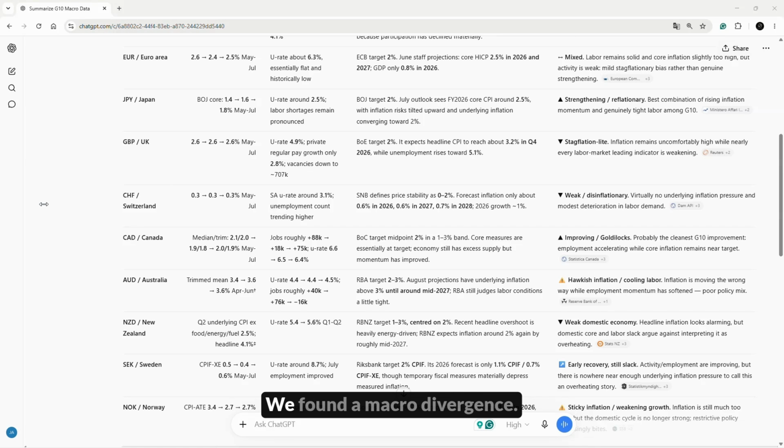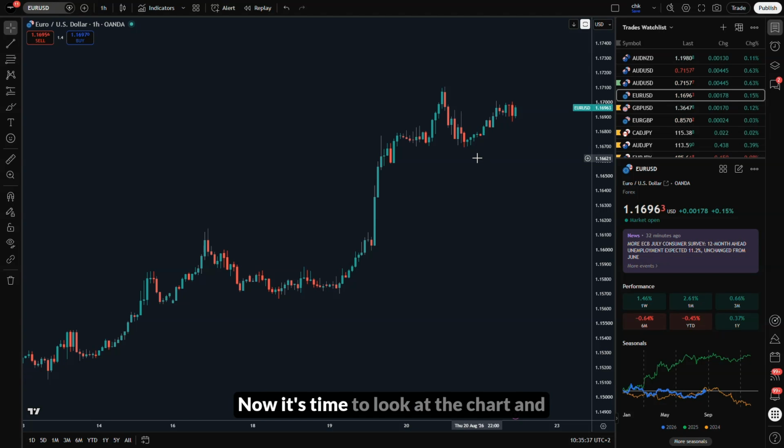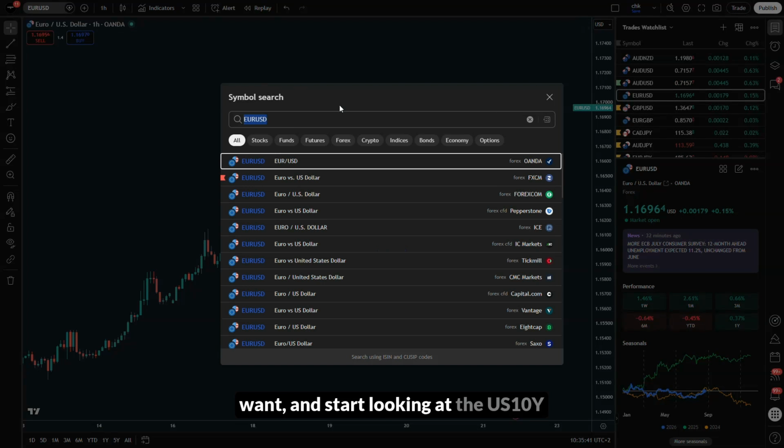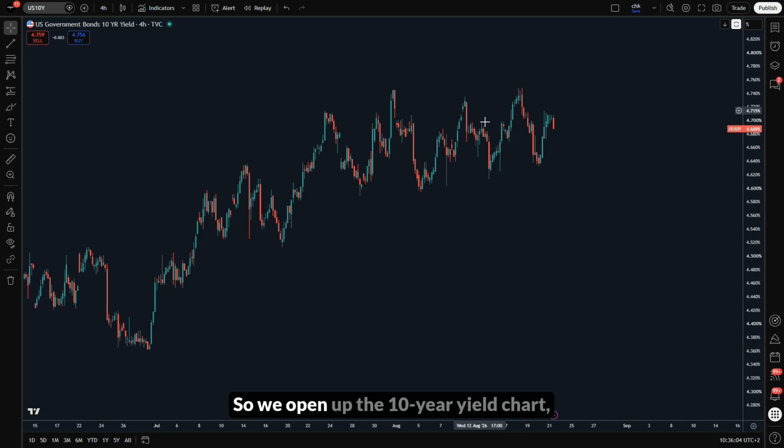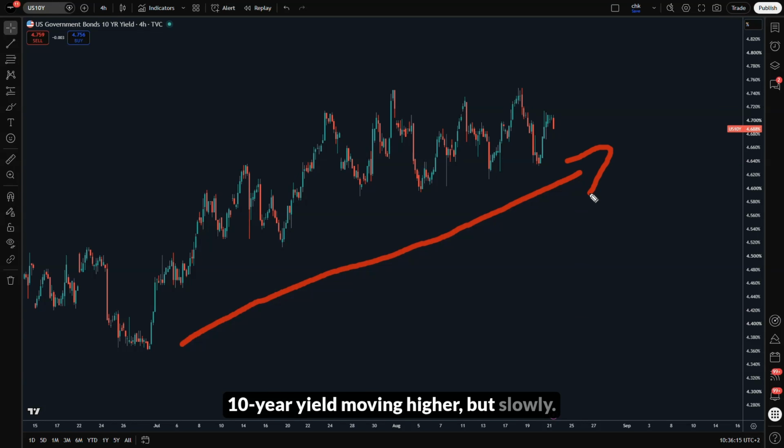Now what do? We found a macro divergence. Now it's time to look at the chart, go on TradingView, whatever you want, and start looking at the US 10-year yield. So we open up the 10-year yield chart, and what do we see here is the 10-year yield moving higher, but slowly. So what is it? It's a slowly higher regime.